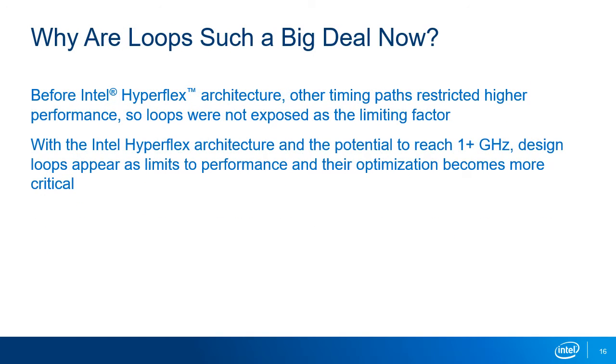So why are loops suddenly now an issue? The problem with loops isn't really new. There's plenty of literature that shows that people have been aware of the potential problem with loops for a while. But up until now, other types of design paths were primarily responsible for FPGA performance limitations. In other words, FPGA designs were not going fast enough to consistently expose loops as the problem. With the HyperFlex architecture, this changes. The fabric can now support much higher clock speeds to where loops can become a significant limiting factor.